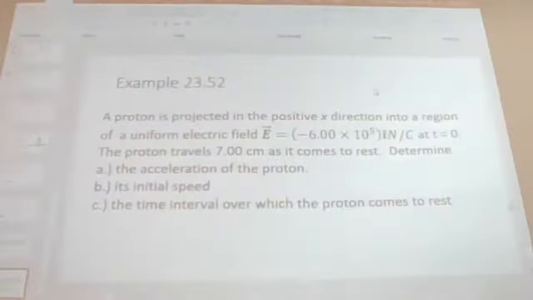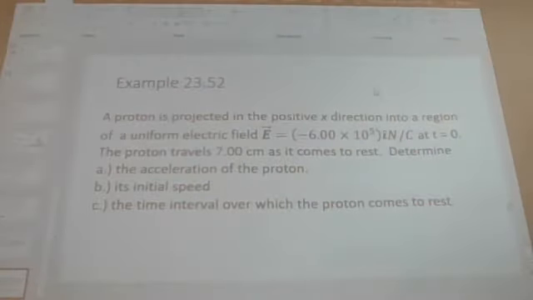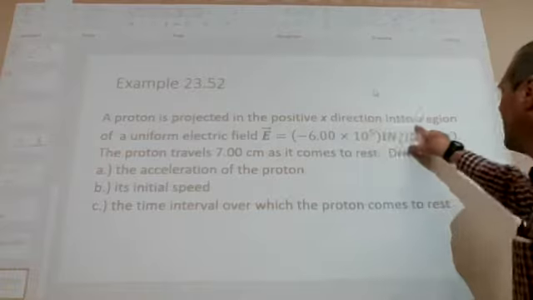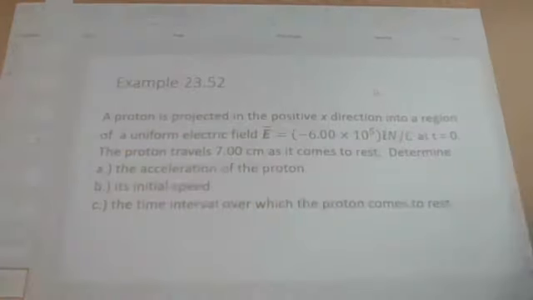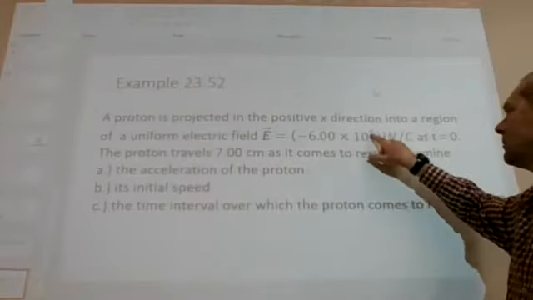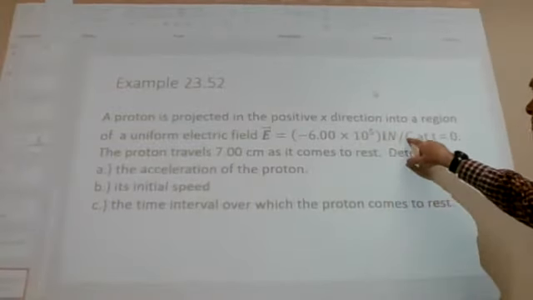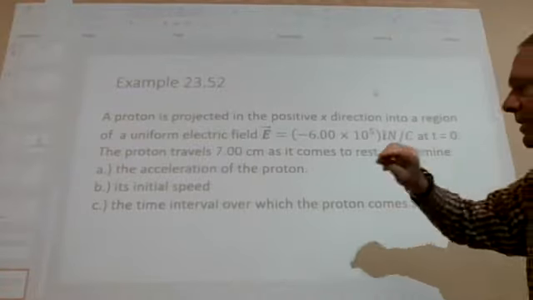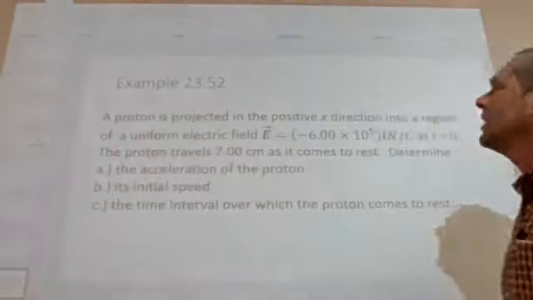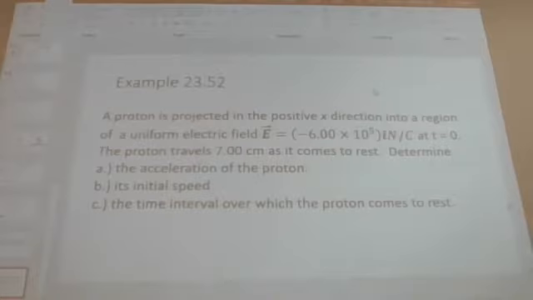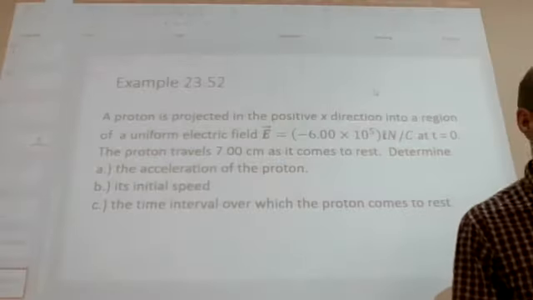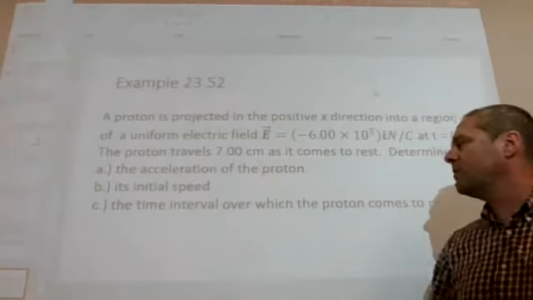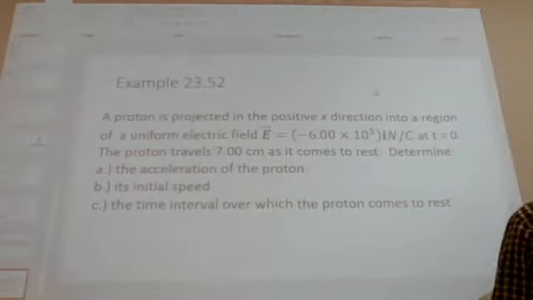A proton is projected in the positive x direction into a region of uniform electric field E. Here the electric field is minus 6 times 10 to the 5th i Newton per Coulomb. At t equals 0, the proton travels 7 centimeters as it comes to rest. Determine A, the acceleration of the proton, B, its initial speed, and C, the time interval over which the proton comes to rest.